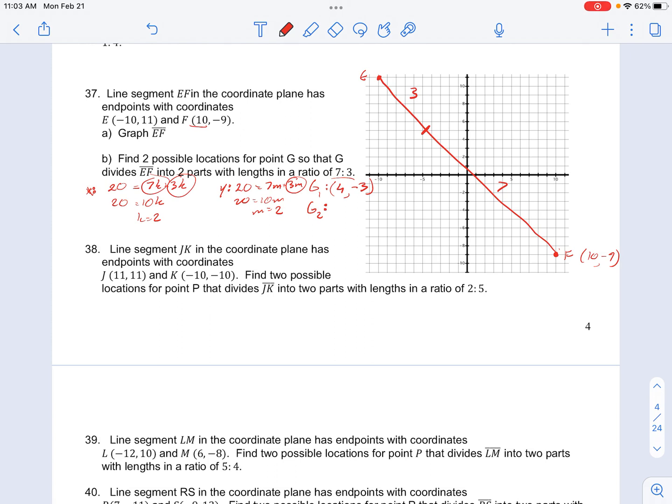So we know that we're going to move 14 units over from F, which will be 10 minus 14, so that'll be negative 4 for the X of G2. And for the Y, so we're looking at this 7m, so that's 7 times 2, which is also 14 units up. So this is 14 plus negative 9, which will be 5. So our 2 points, G1 is at 4, negative 3, and G2 is at negative 4, 5.